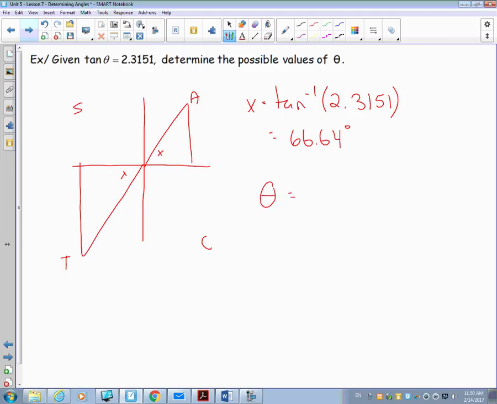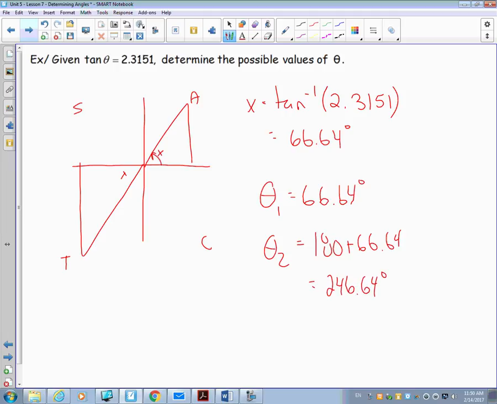Now the nice news is that theta, the first one, is x. Okay, it's in the right spot. It's measuring from 0. But theta number 2 is not. It's a little bit bigger than 180. It's 66.64 degrees bigger. So 246.64 degrees.